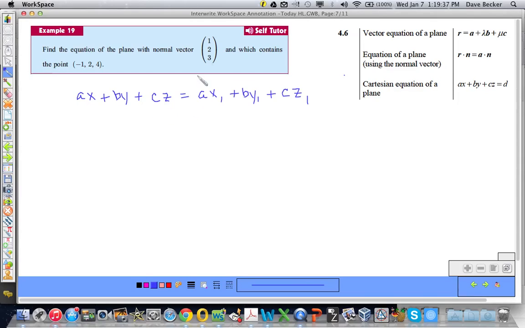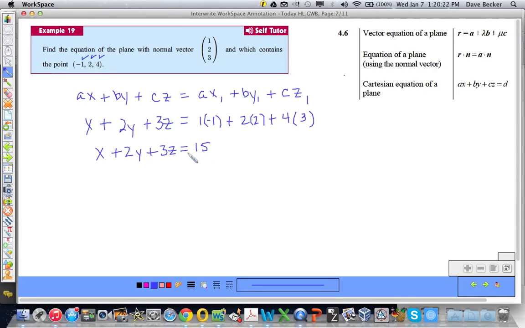So we can easily come up with the equation by replacing a, b, and c with 1, 2, and 3. So this would be 1 times x, or x, plus 2 times y is 2y, plus 3 times z is 3z. And that is going to equal the same coefficients times the point that we know: 1 times -1, plus 2 times 2, plus 3 times 4. I feel like I missed something. No, there's the negative. Okay, so that becomes x plus 2y plus 3z is equal to, what does that come to? 15. And there you have it.